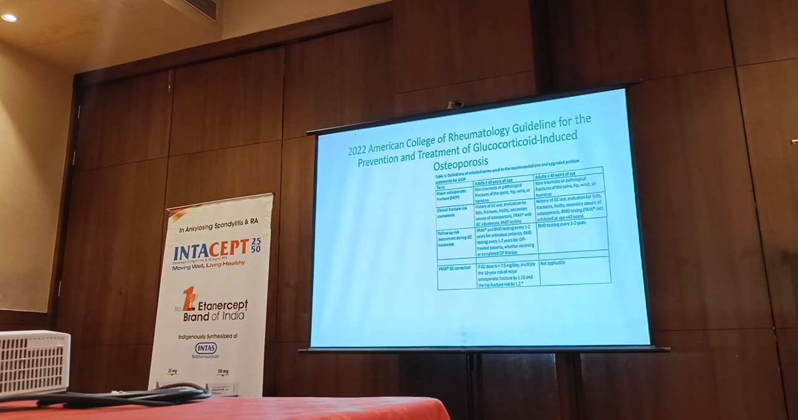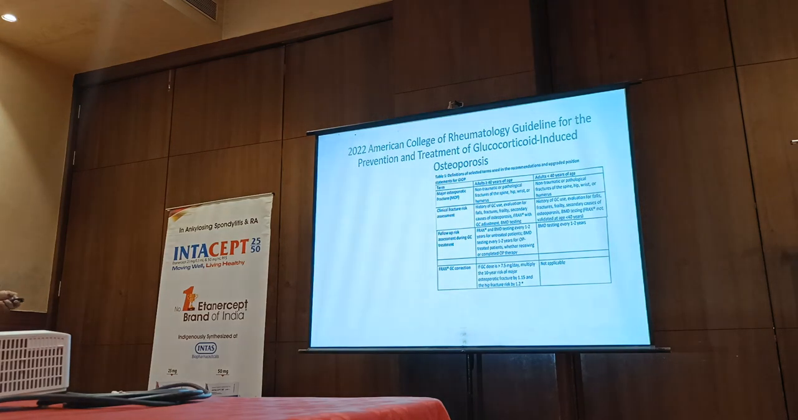In 2022, there is the latest American College of Rheumatology guideline for the prevention and treatment of glucocorticoid-induced osteoporosis. Mild osteoporotic fracture, non-traumatic pathological fractures, we can continue. Clinical assessment, history of GC use, evaluation for fall and fracture, FRAX scoring, and BMD should be done. If the GC dose is more than 7.5 mg for 10 years, the risk of major osteoporotic fracture is very high, 1.15 to 1.2.